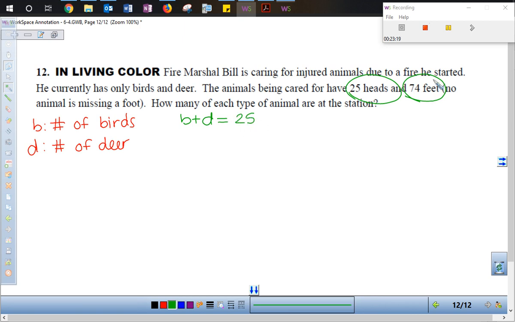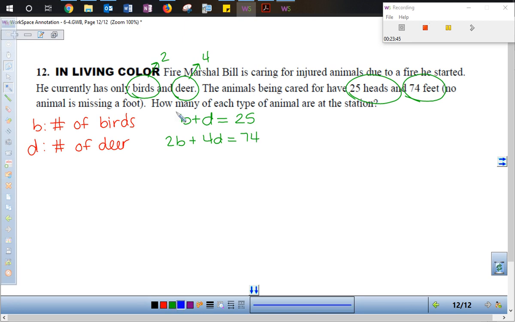Now the feet are a little bit trickier. There's 74 feet, but we have to think about the type of animals that we're working with. He has birds and he has deer. Now birds only have 2 feet and deer have 4 feet. So that means I can say 2 feet per bird plus 4 feet per deer is going to give me a total of 74 feet.